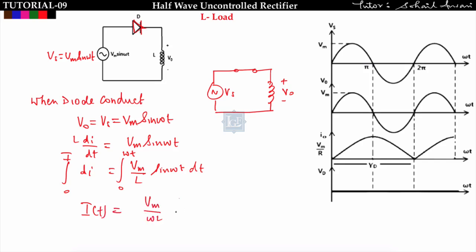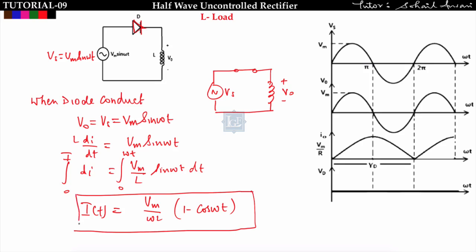It will come out to be Vm upon omega L into 1 minus cos omega t. This is the current I get when I take a purely inductive load. If I plot the waveform of this, I get something like this, from 0 to pi to 2 pi. So what is the conclusion? The conclusion is that we are getting current from 0 to 2 pi, which means the diode will always conduct if I consider the L load.